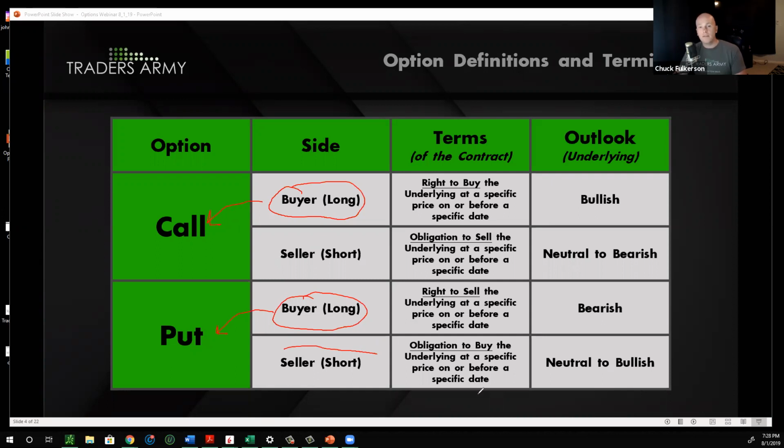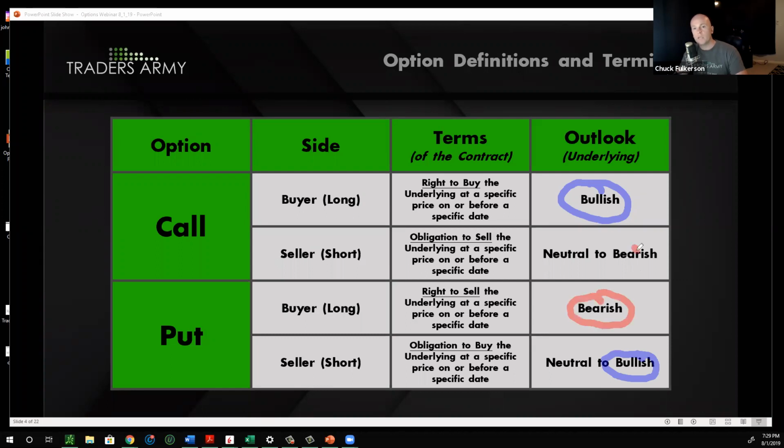So ultimately, the thing to remember is this: when I'm bullish, I can either buy a call or sell a put. When I'm bearish, I can either buy a put or sell a call. Now, what's going to make me do the difference, whether I buy or sell? The difference is going to be what's called volatility, implied volatility.